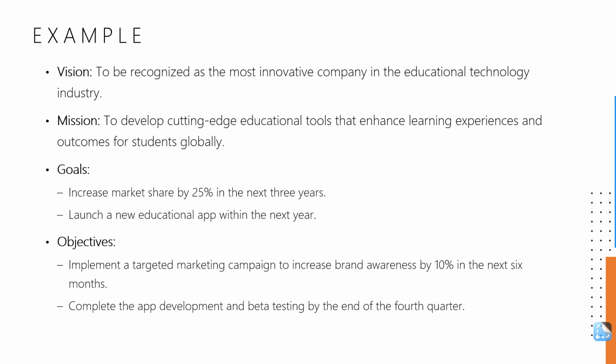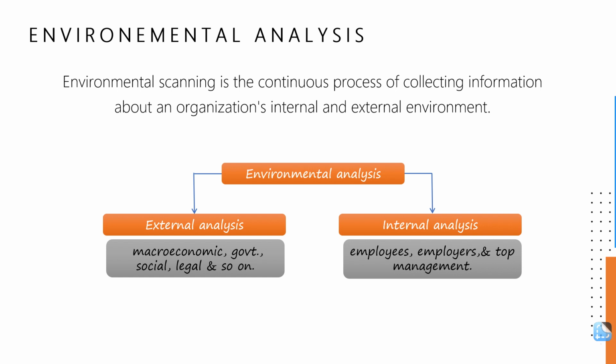The best examples for objectives are implementing a targeted marketing campaign to increase brand awareness by 10% in the next 6 months, and completing the app development and beta test by the end of the fourth quarter. So that's it. Let's move on to the next slide.